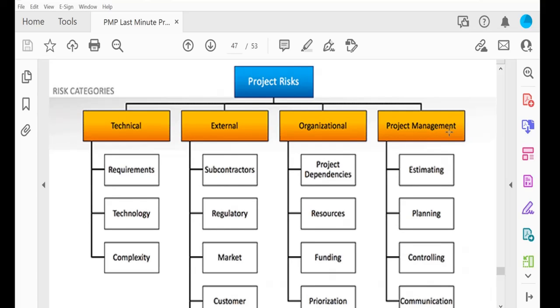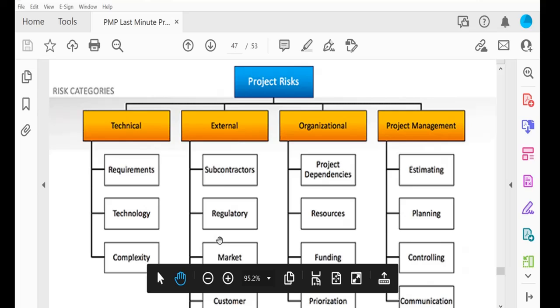In project management, you may estimate less than the required budget. For example, the project needs $3 million to complete, but somehow you estimate $2 million. Then there is still a risk, right? Also in controlling communication, there may be good communication or bad communication. Then externally, subcontractors may perform better or not perform. Maybe they will lose their market, regulatory, customers, something like that. This is the breakdown of the structure.